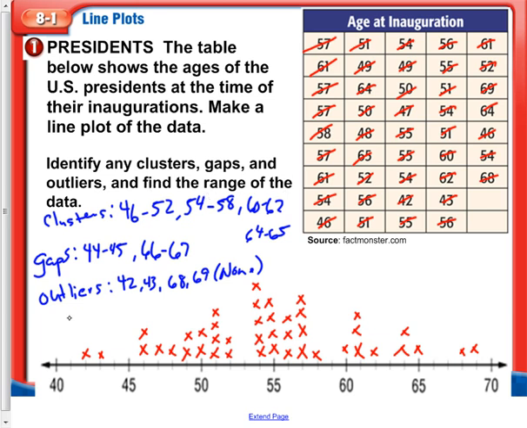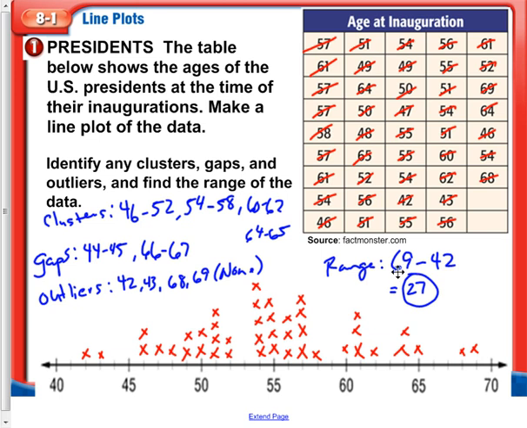So now it says to find the range. So I'm going to write the range over here. Okay, and so the range is the maximum, which is 69, minus the minimum, which is 42. And so the range is 27. Okay, and that's the answer. The answer would be 27.